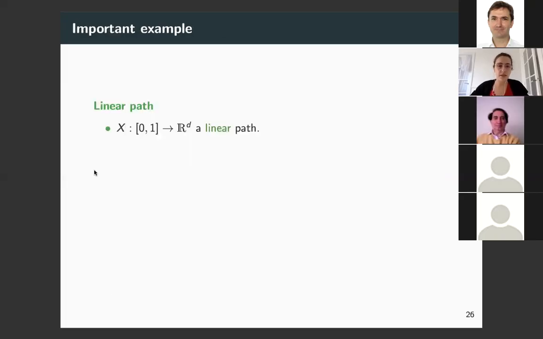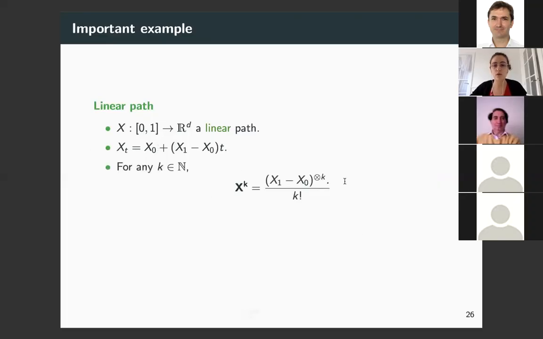And an important example is the signature of a linear path. If I take x linear, what does it mean? It's x0 plus the increments times t. Then I have a closed form formula. The signature tensor of order k is just the increments of the path to the power k divided by k factorial. So this is really easy to compute.